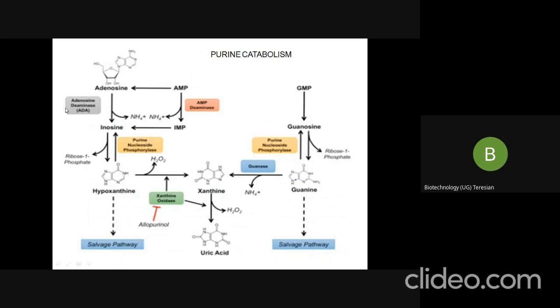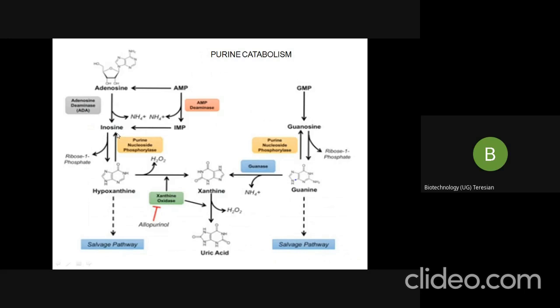And this enzyme adenosine deaminase is a very interesting enzyme, because any deficiency in this enzyme causes severe combined immunodeficiency, SCID, the SCID disease. These are very difficult to treat, and it ultimately leads to death of the individuals. So we have ended up in inosine.